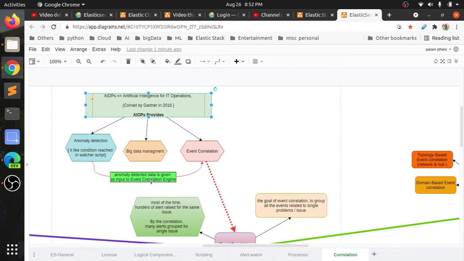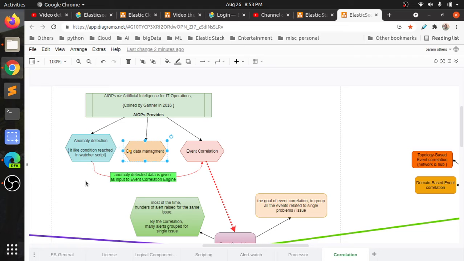It provides three things. One is anomaly detection in IT operations data, then big data management. Of course, in monitoring we will have a lot of metrics, a bunch of metrics, so all the big data has to be managed or analyzed. Then even the correlations. These are the three features provided by AIOps.